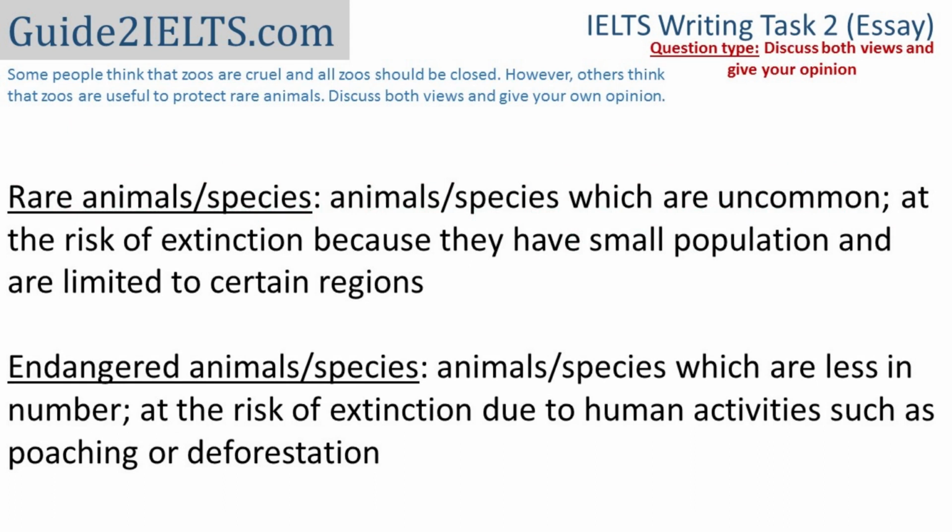Now the term rare animals refers to animals which are uncommon. They are different from endangered animals or species. Endangered species are those which are under threat of extinction, because of human activities such as poaching or deforestation, the numbers of these animals have reduced. Rare animals are under threat too, but because they have a small population, because they are limited to a certain region. So they are vulnerable because if there is any disaster in those regions, they could get extinct.